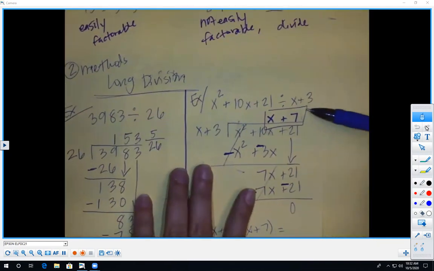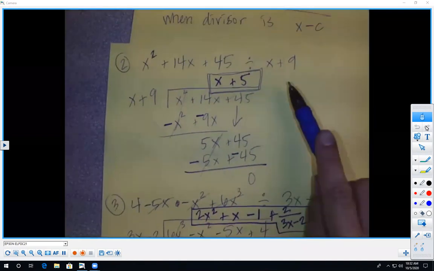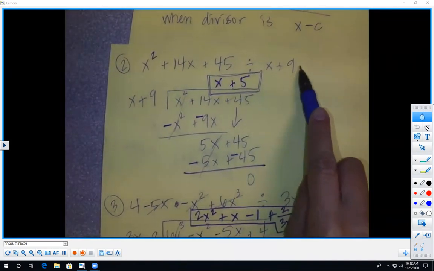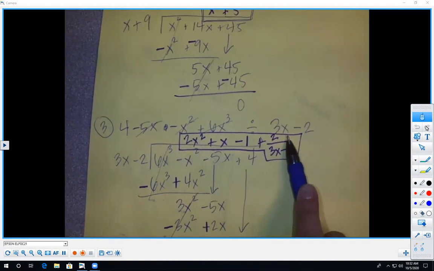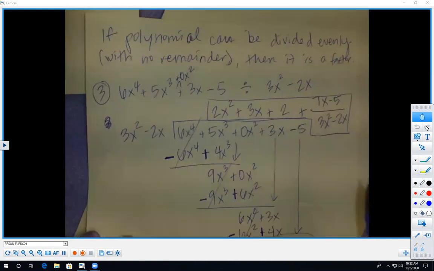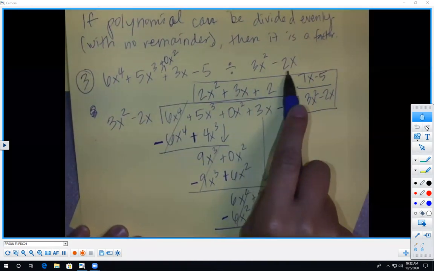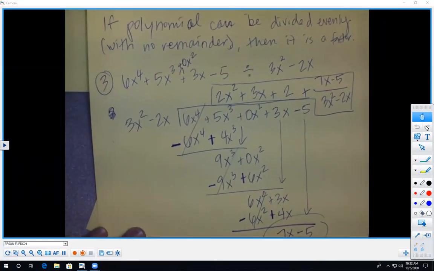So like the first problem we did, we could use synthetic division for because it was x plus 3. The second problem we could do, because it was x plus 9, we could use synthetic division for this one. The third problem, you can't use synthetic division here because it's 3x minus 2. Does that make sense? And then the fourth problem we for sure couldn't do because we were dividing by 3x squared minus 2x. Okay, so out of those 5 problems, 3 could use synthetic division, 2 have to use long division.